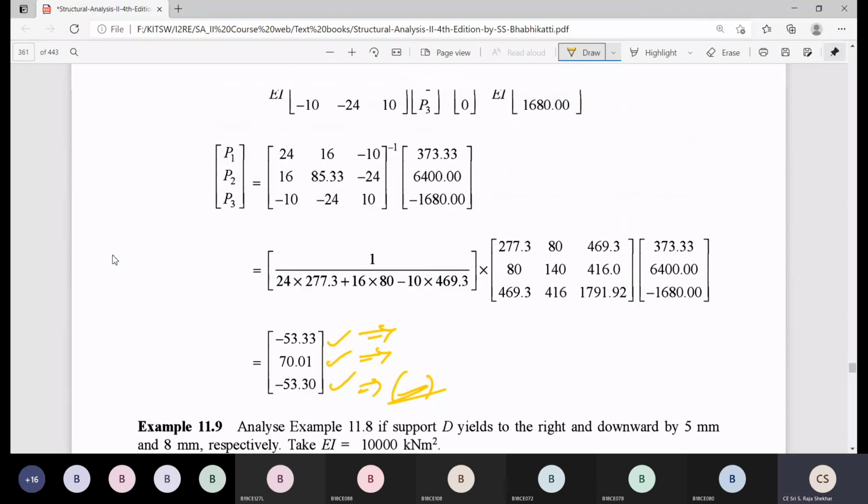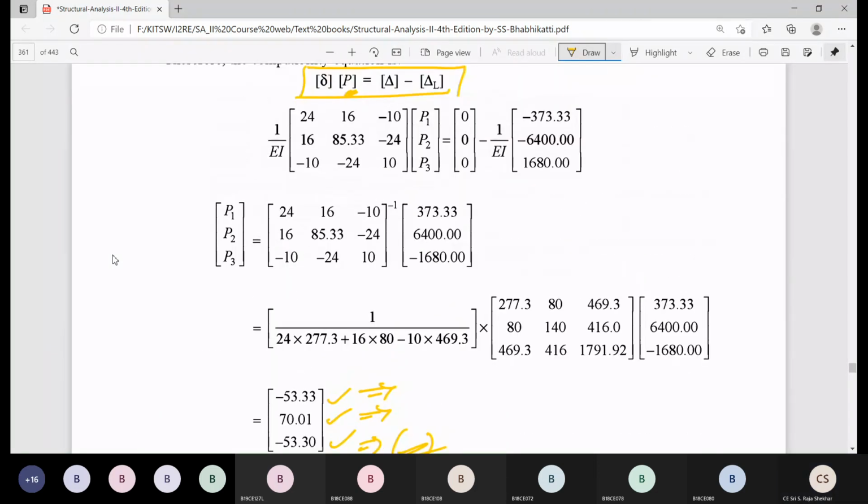So this is about the flexibility matrix for the beam, truss, and the frame. I hope you understood a little bit about this concept. So go through this video. I'll upload it on YouTube.